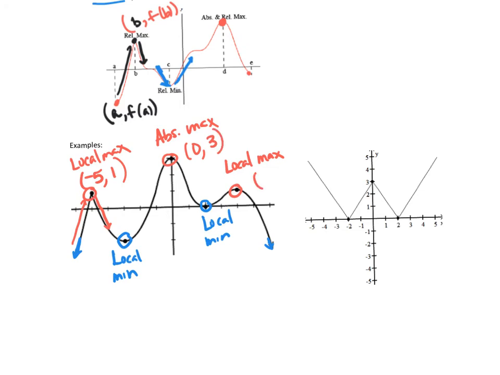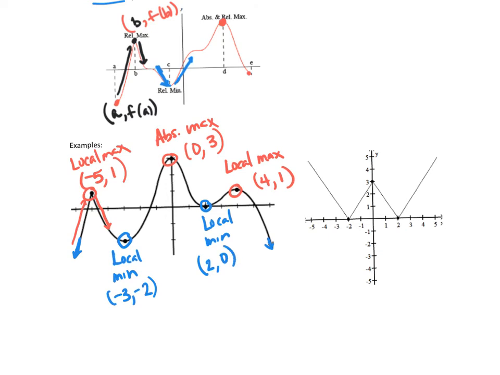Here, the local max occurs at 4, and the actual value for the local max is 1. Local min occurs at -3, and the actual value of the local min is -2. And here, the local min occurs at 2. The actual value, though, for the local min is the y value of 0.